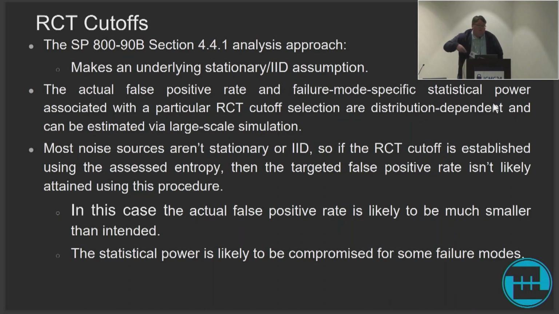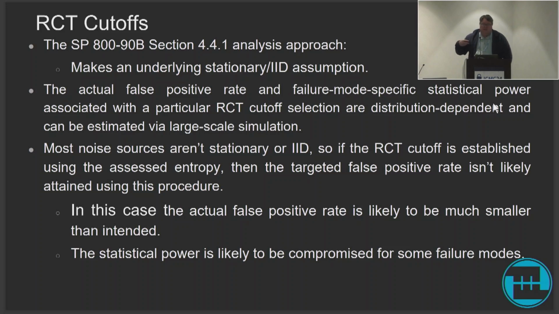Okay, the cutoffs here essentially make the same assumptions as the APT, so I'm not going to talk a lot about that. The actual false positive rate is failure mode specific, and the failure mode associated with a particular RCT cutoff is distribution dependent. And so you end up ideally trying to estimate that using some sort of large scale simulation, which is probably the easiest way of doing that. Though as it turns out, for this particular test, if you've got a stochastic model, it's actually pretty easy to come up with nice closed form solutions as to how you think it works, for certain types of failure modes.